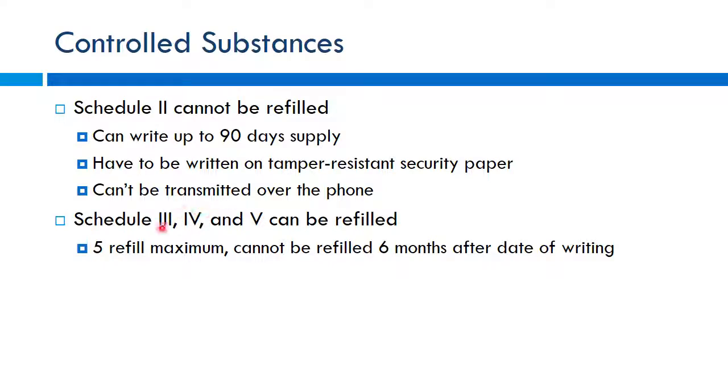Okay. The only thing different with 3s, 4s, and 5s is they can be refilled, and you can do a maximum of 5 refills, so a total of 6 months of drug can be administered for that. These do not have to be on the paper necessarily. Some of these can be called in in some cases, but most of the time people will still put them on paper anyway.